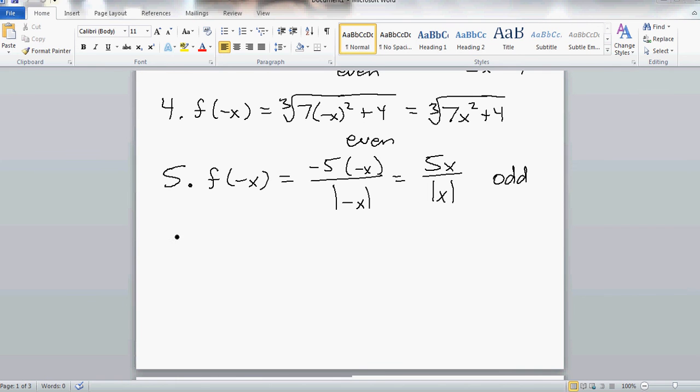Now, the next group of problems, we're given graphs once again, and we need to determine whether it's increasing, decreasing, or constant, and they'll give us a particular interval. Now, the easy way is if it's going uphill when you go from left to right. Going from left to right, if it's going uphill, it's increasing. If it's going downhill, it's decreasing. And if it's staying constant, it is constant.